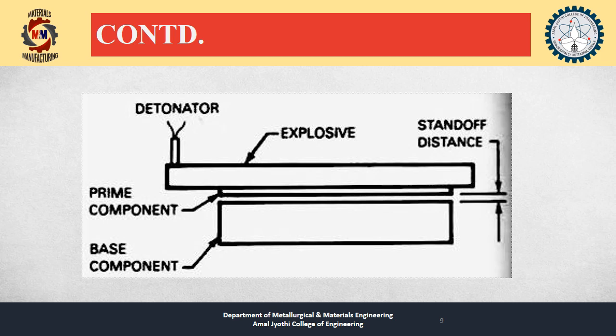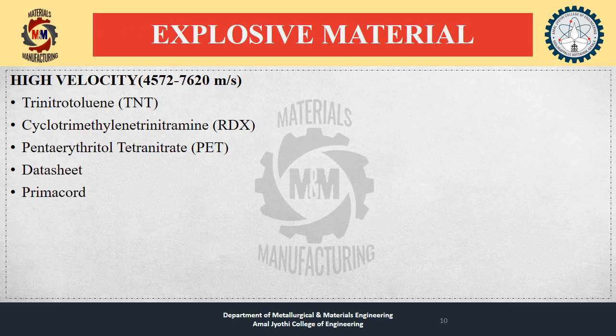So in the figure we can see the base component, and there is the prime component, that is the cladder component, and on the top of it we can see the explosives which are kept, and there is the detonator which is to initiate the explosion, and the distance between the base component and the prime component is called the standoff distance.